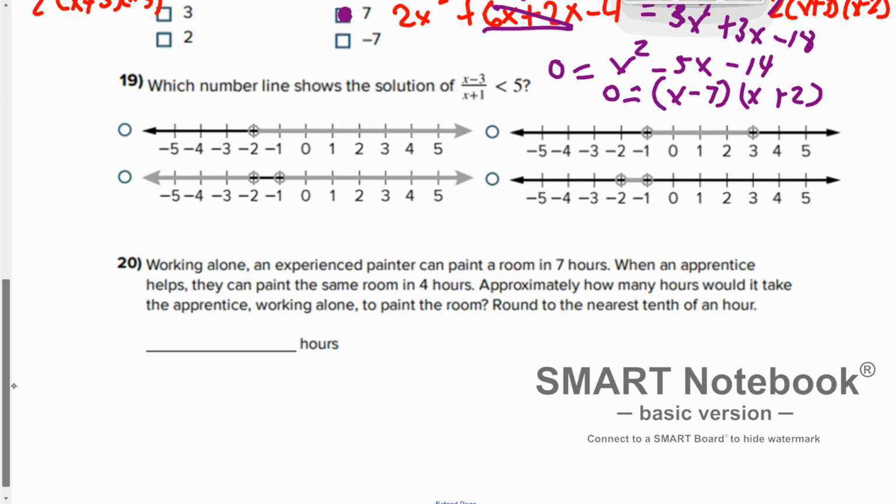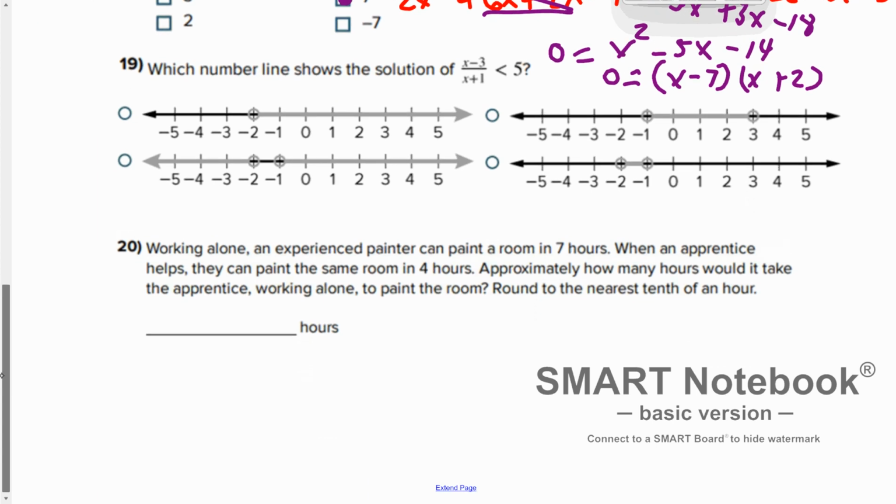Okay, last two problems. So this one we set on a number line, which they kind of already have for us, so that's nice. So we set our denominator equal to 0, we get x equals negative 1, but it can't be that, right? So it can't be negative 1, so that means it has to be an open circle, so like that one, or this one, or this one. So that means we can get rid of this one, right? Because it can't be negative 1.